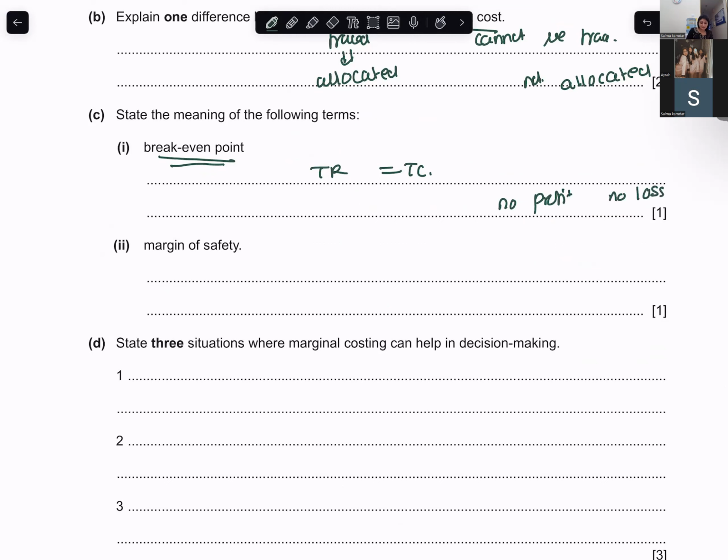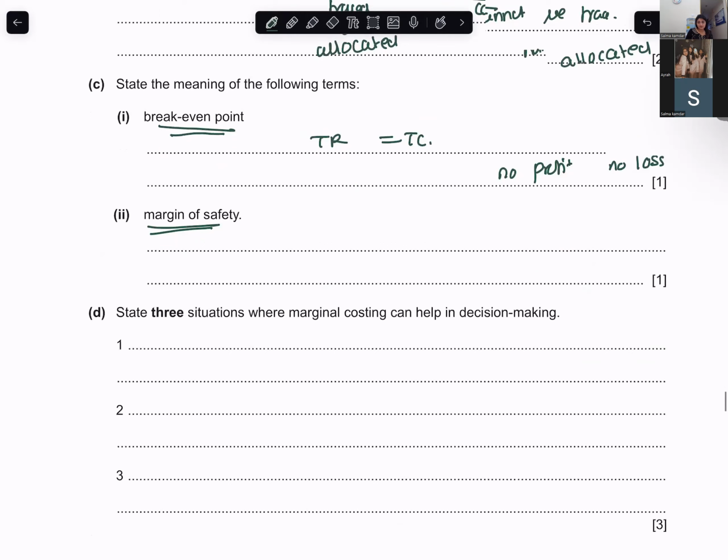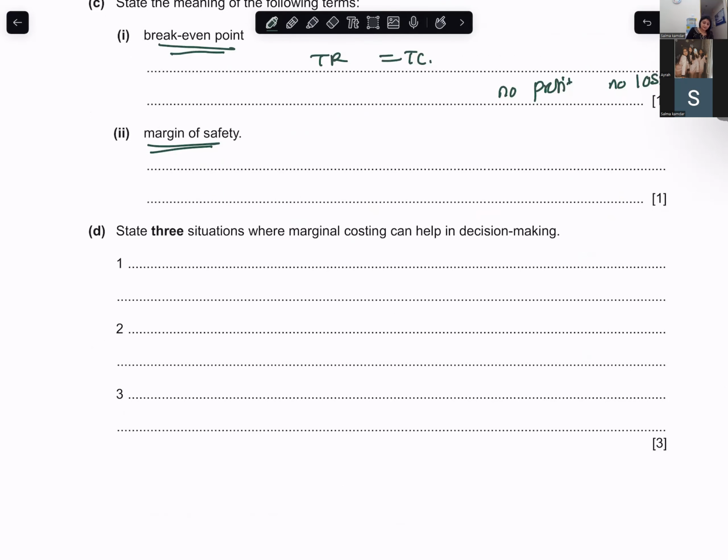Margin of safety? The difference between the actual output and the break-even output. Actual sales and break-even sales.